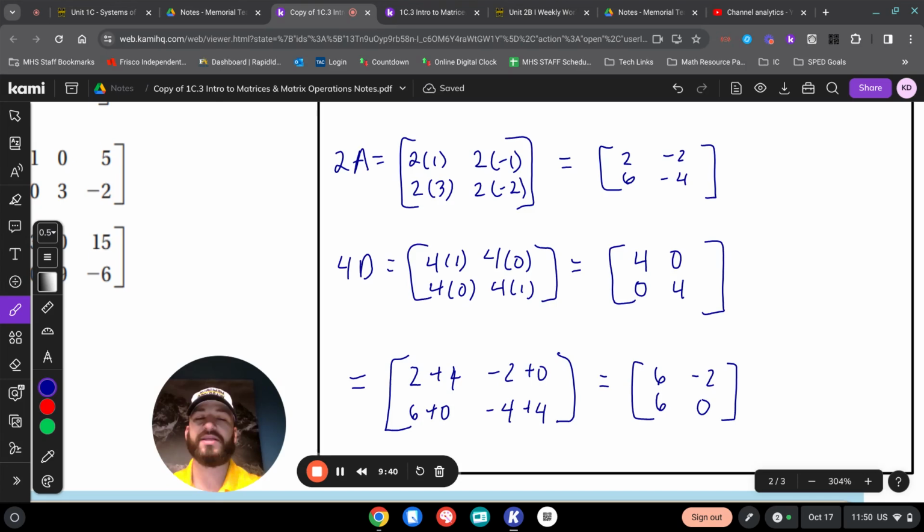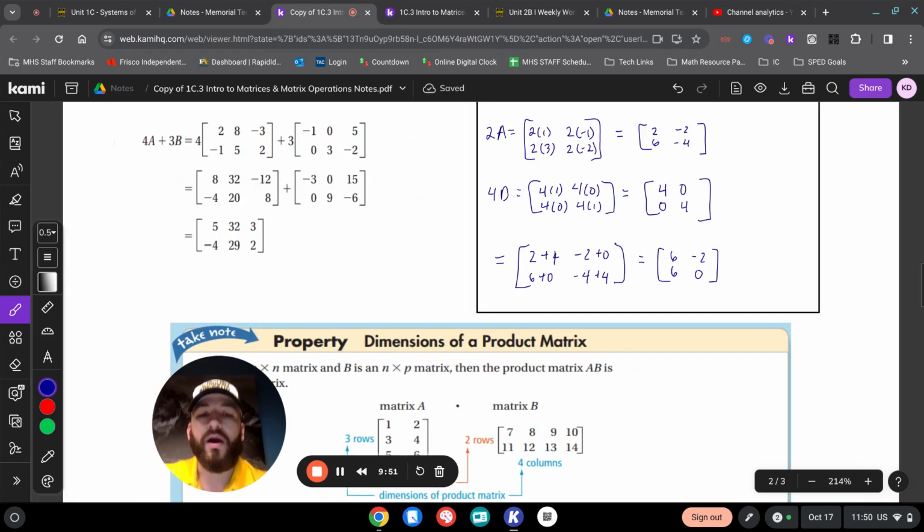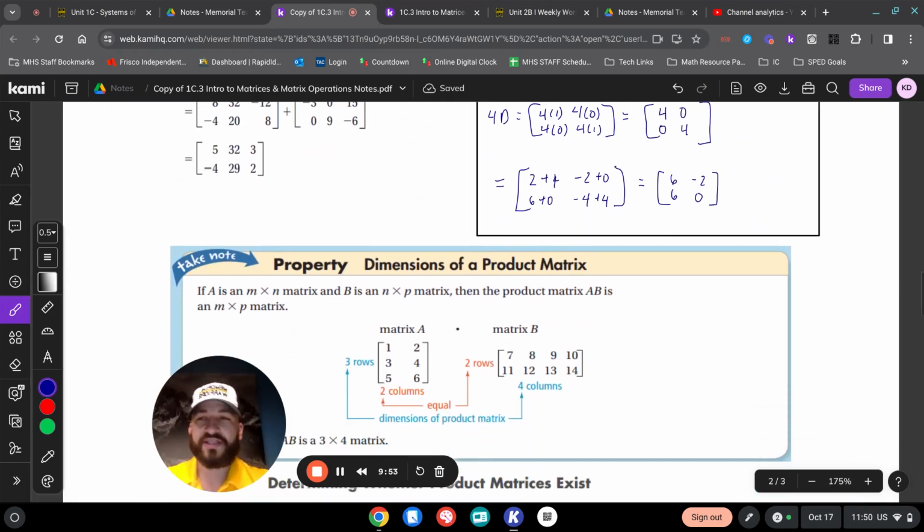So we can combine some of these operations together. Scalar multiplication, of course, could just happen on its own, or we can do it with matrix addition or matrix subtraction. Okay. Now, really the more advanced skill, and this is what we're kind of trying to build up to, is what we actually call the product of matrices. And to be able to take the product of matrices, we have to have a few different rules.